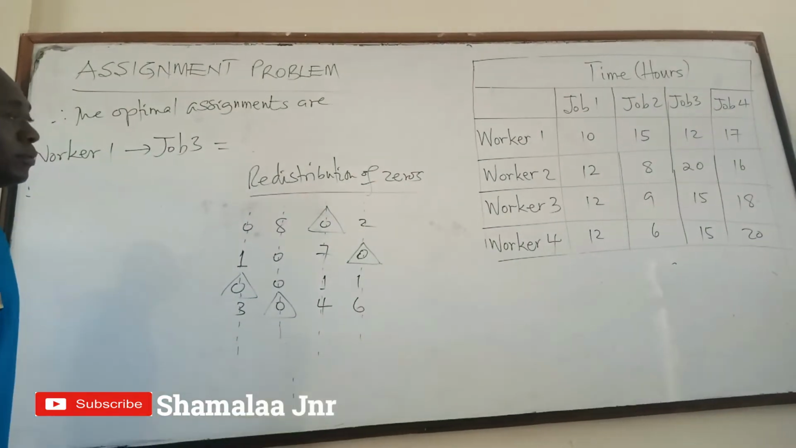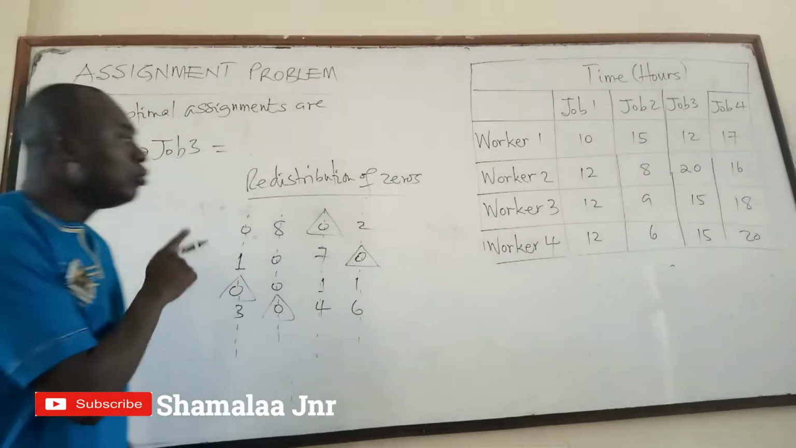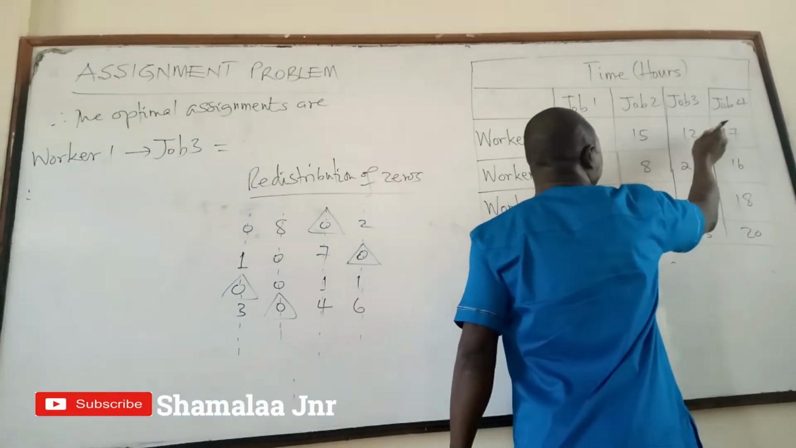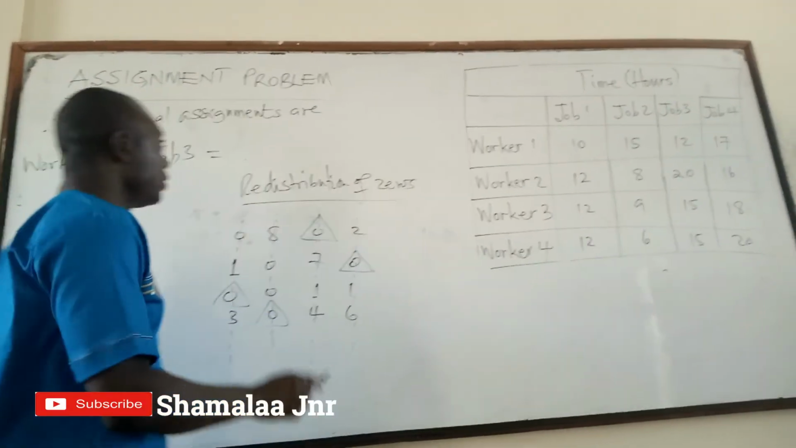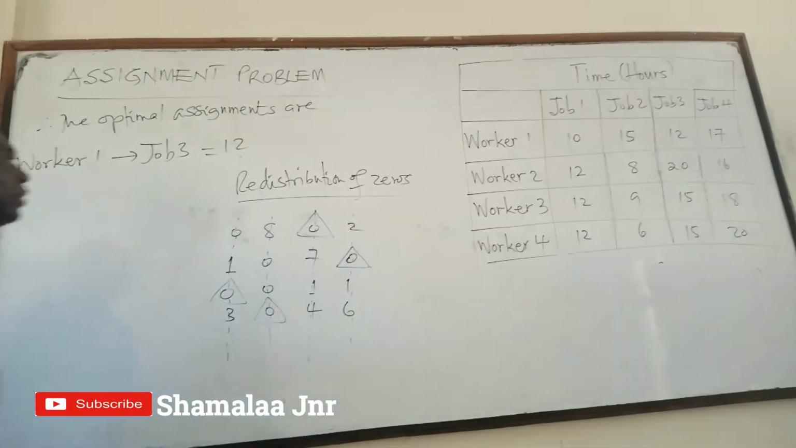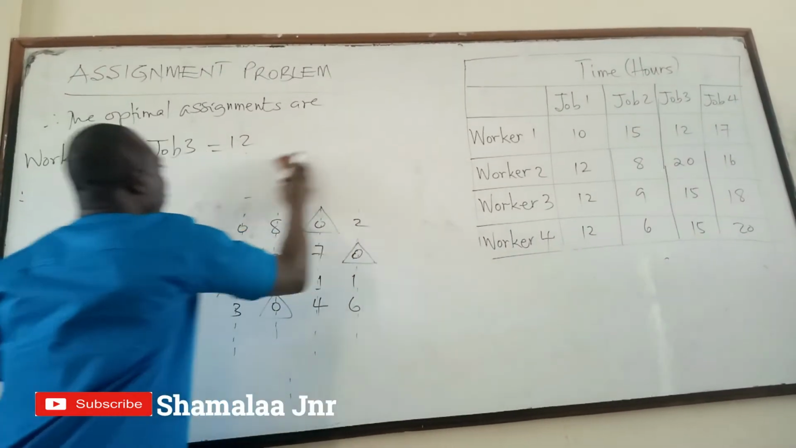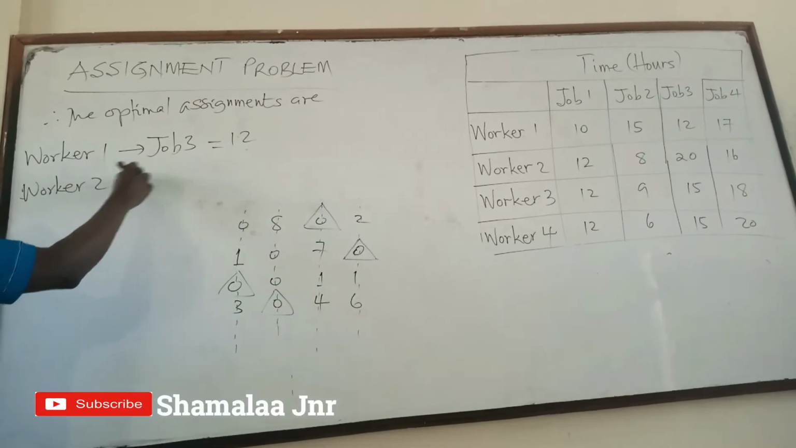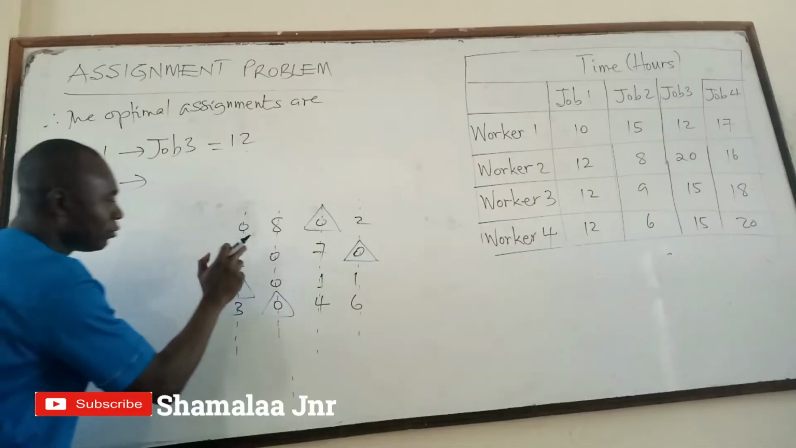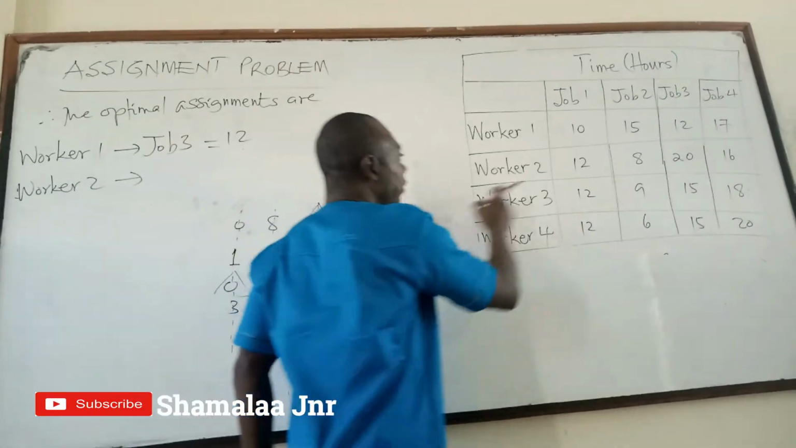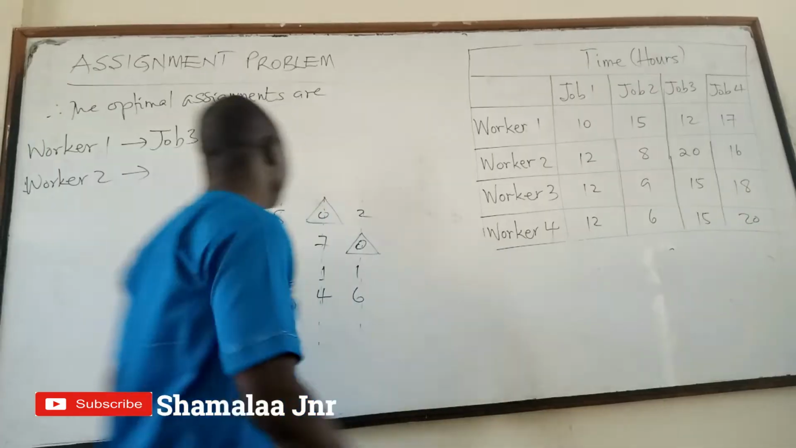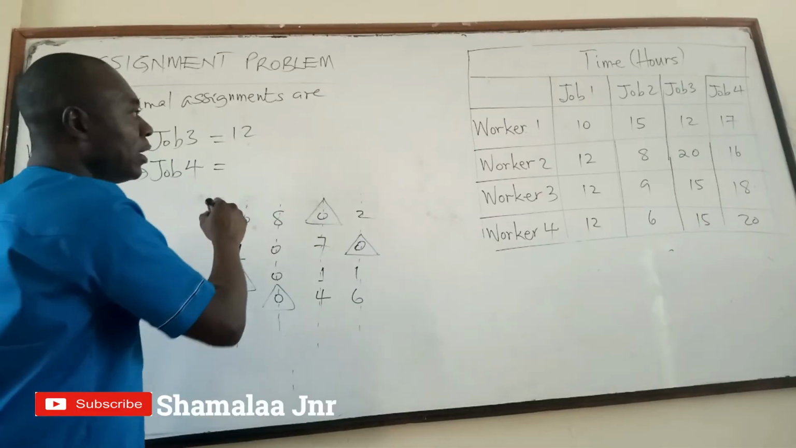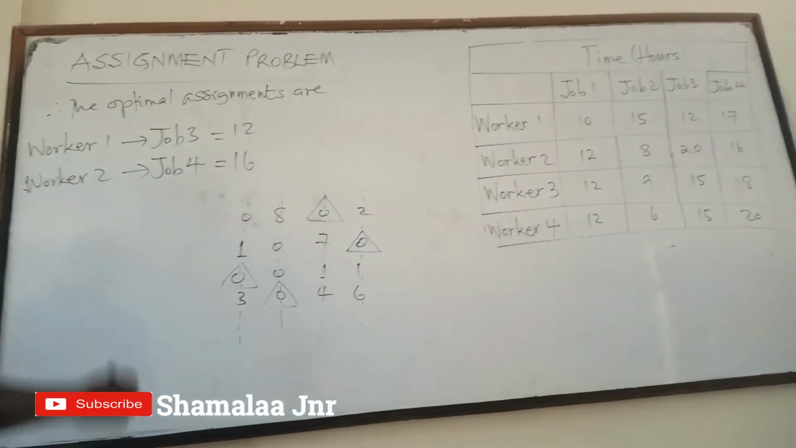And this is equal to how many hours? So to know the hours, you have to go back to the original question. Look at it. 1, 2, 3, job 3. Worker 1 is going to use 12 hours. So you go back to the original question to write the hours that will be needed to perform that job. Now move on to the next one. Worker 2 will take a job. Look at it. 1, 2, 3, 4. So you go back to the question. 1, 2, 3, 4. 16 hours. So worker 2 will take job 4. And you will need 16 hours to perform that job.